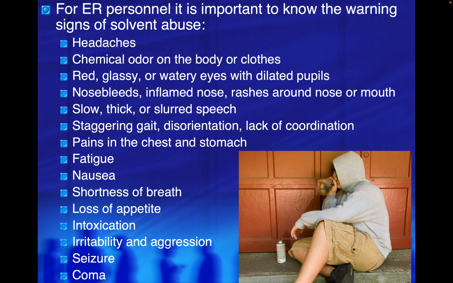For ER personnel, it is important to know the warning signs of solvent abuse. Headaches, chemical odor on the body or clothes, and I'll tell you what, it's in their lungs, it's on their clothes, it's in the room, and you can't get away from it. Red, glassy, and watery eyes with dilated pupils. It's not like you can sneak in if you've got this stuff on your clothes. Nosebleeds, inflamed nose, rashes around the nose or mouth, slow, thick, or slurred speech, staggering gait, disorientation, lack of coordination, pains in the chest and stomach, fatigue, nausea, shortness of breath, loss of appetite, intoxication, irritability and aggression, seizure, and of course if they go into a coma.